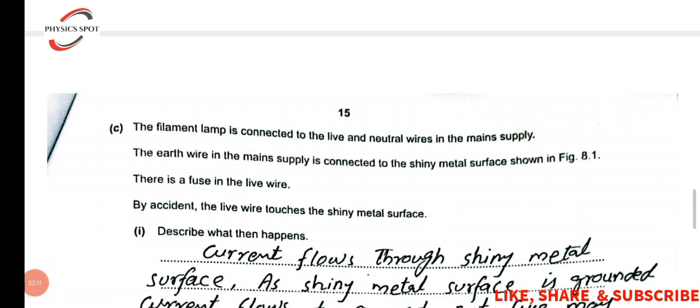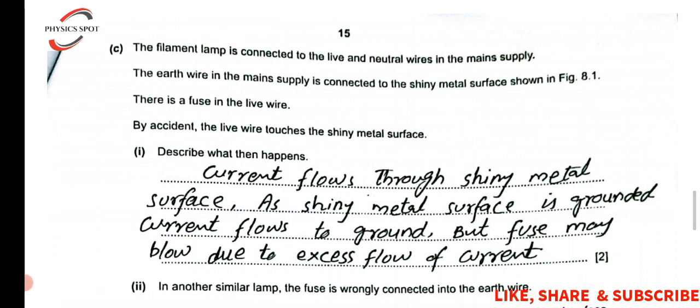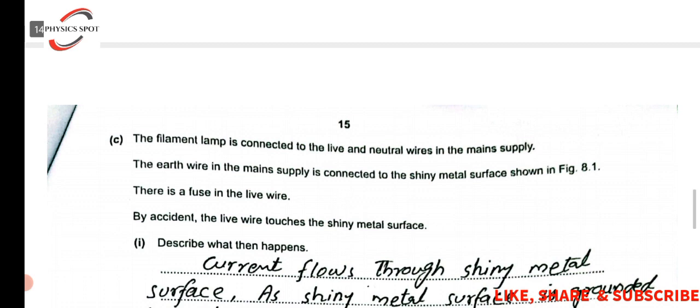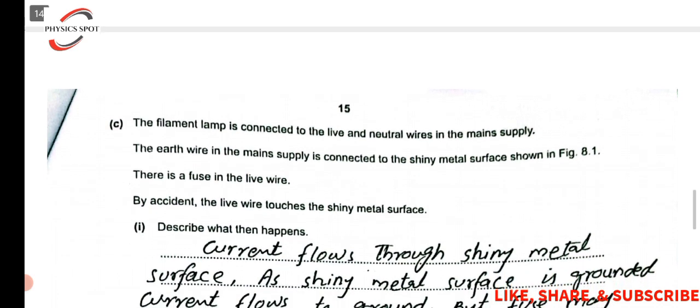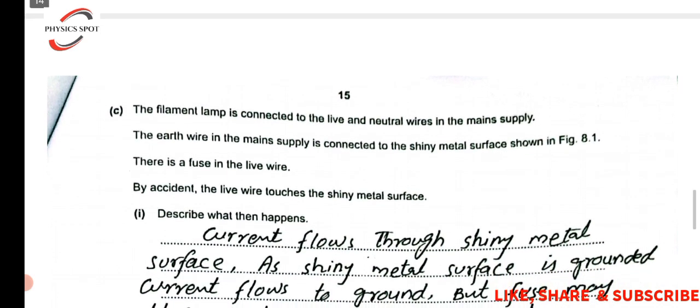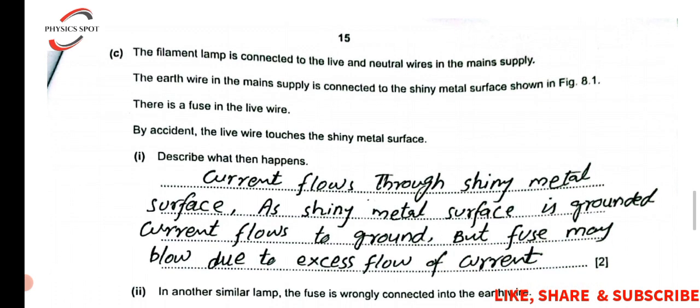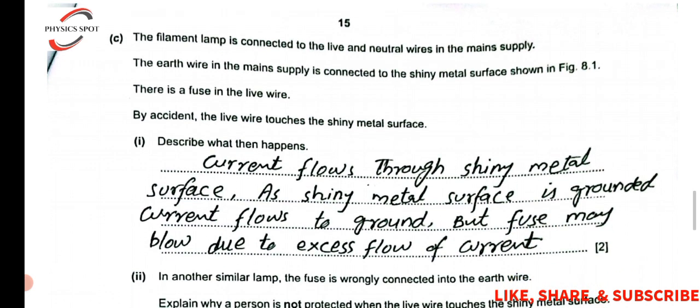A filament lamp is connected to the live and neutral wires in the mains supply. The earth wire in the mains supply is connected to the shiny metal surface shown in figure 8.1. There is a fuse in the live wire. By accident, the live wire touches the shiny metal surface. Describe what then happens. Current flows through the shiny metal surface. As the shiny metal surface is grounded, current flows to the ground, but the fuse may blow due to excess flow of current.